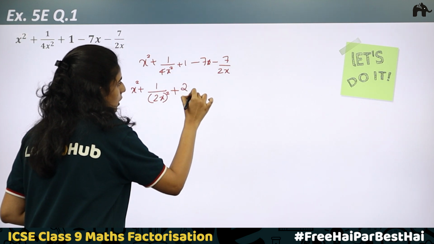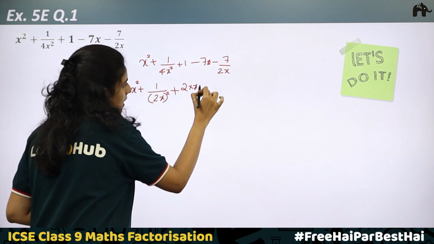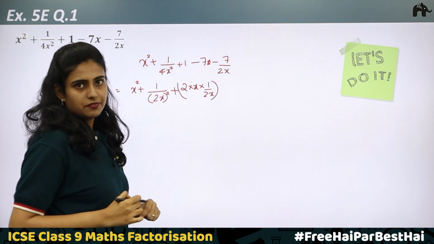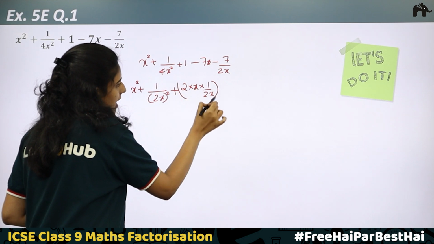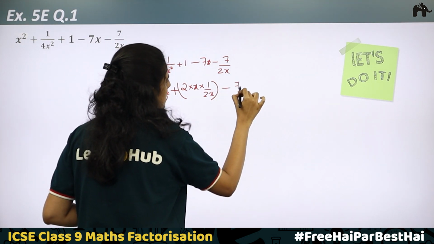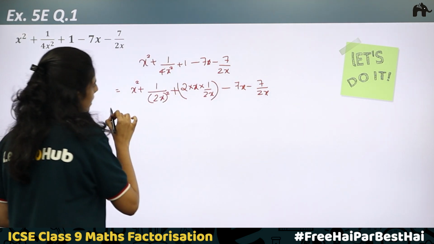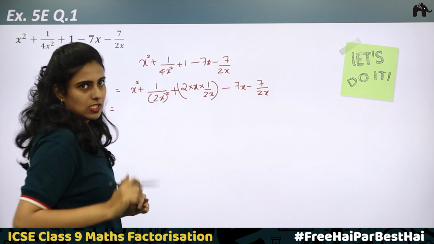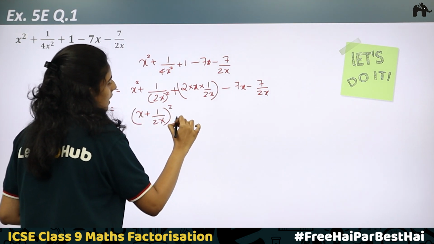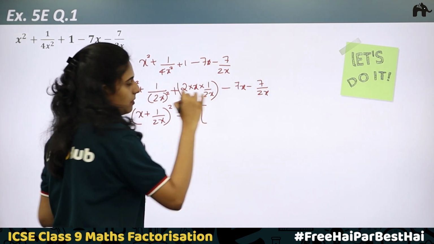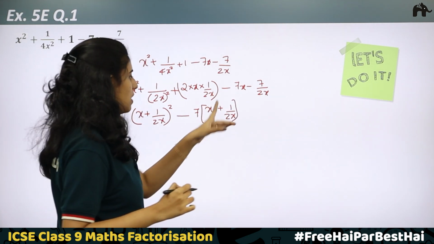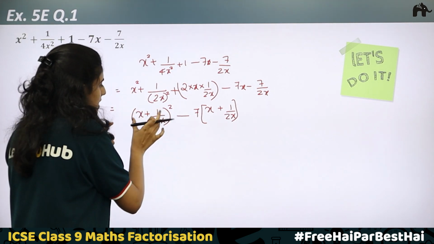So, plus 2 into, in place of a we have x, in place of b we have 1 by 2x. So, when you cancel this 2 and x, you will be getting 1. So, this 1 can be expressed as 2x into 1 by 2x. Remaining we have minus 7x minus 7 by 2x. Now, a square plus 2ab plus b square, which is a plus b whole square: x plus 1 by 2x whole square. Here we have 7 common. 7 can be taken out. Minus 7 I am taking out. Remaining, from this part we have x and from this part we have 1 by 2x. So, x plus 1 by 2x. So, here you can see x plus 1 by 2x is common.